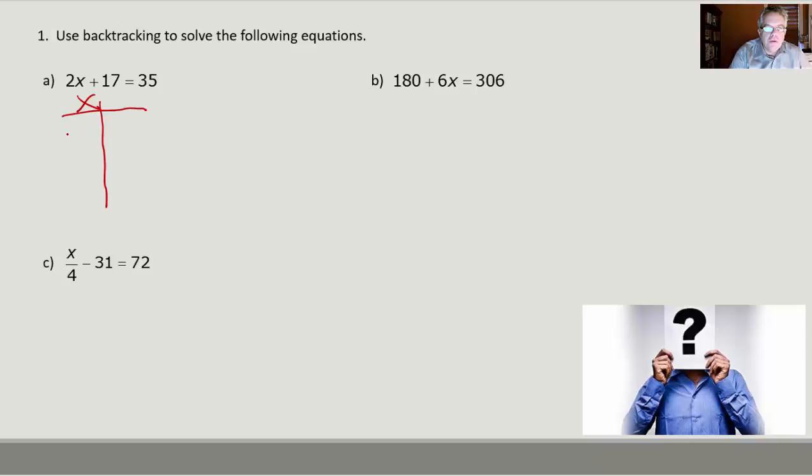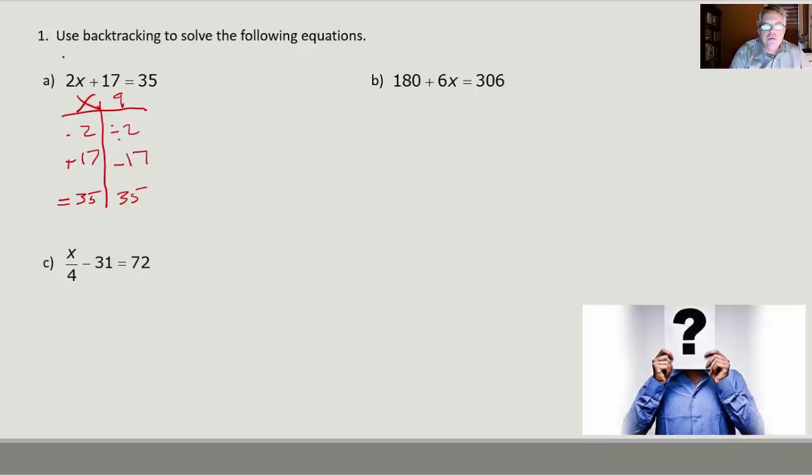Alright, so we're going to write down the steps. We're multiplying by 2, we're adding 17, and we're supposed to end up with 35. So we're going to work our way backwards and see what it is we have to start with for this to happen. So if we take 35 and subtract 17 and then divide by 2, we should be back where we started with x. So we do this with our calculator. We do 35 minus 17 is 18. Divided by 2 is 9, so x must equal 9.